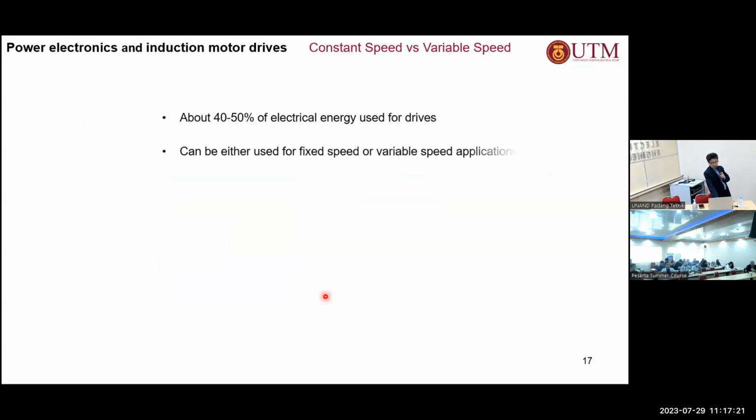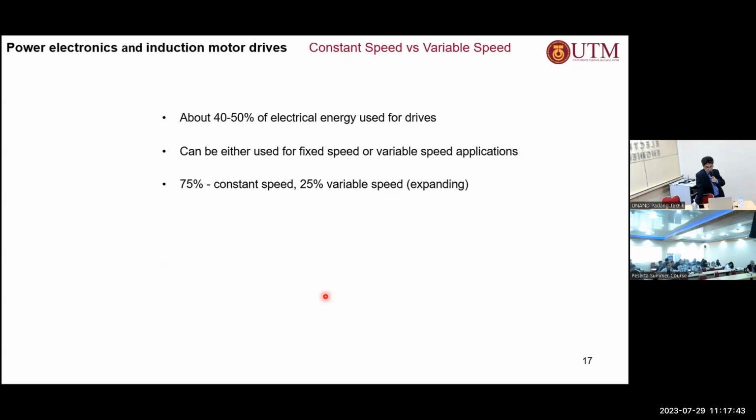Okay, so about 40 to 50% of the electrical energy is used for electrical drives, right? And the applications of the drives nowadays can be divided into two types: fixed speed and variable speed.